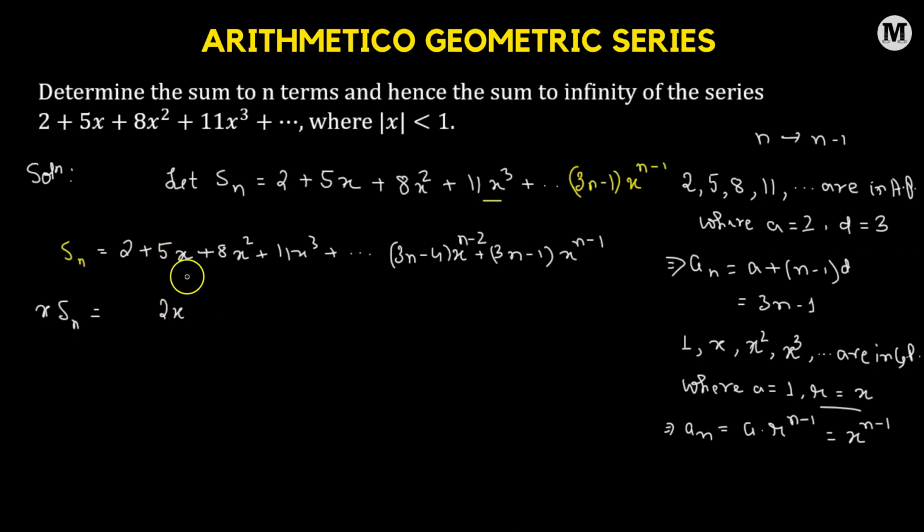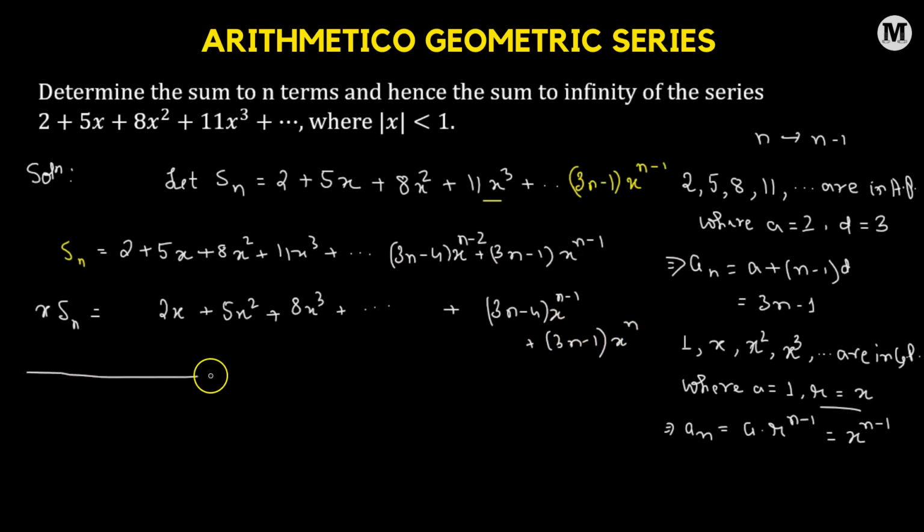Then the next term, that's 5x, we're going to multiply with x to get 5x squared. Next will be 8x cubed. This keeps on continuing till we reach the second last term. Here we have 3n minus 4 times x raised to the power of n minus 2. Multiply it with x, we will get 3n minus 4 multiplied to x raised to the power of n minus 1. Added to the last term, we have 3n minus 1 times x raised to the power of n.